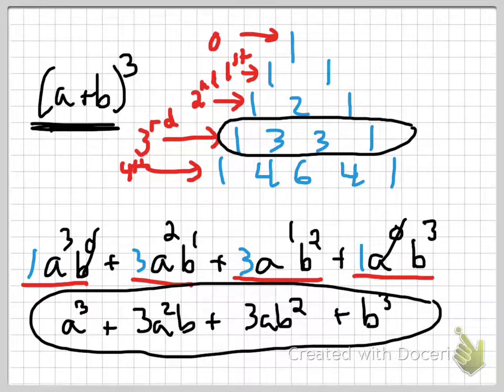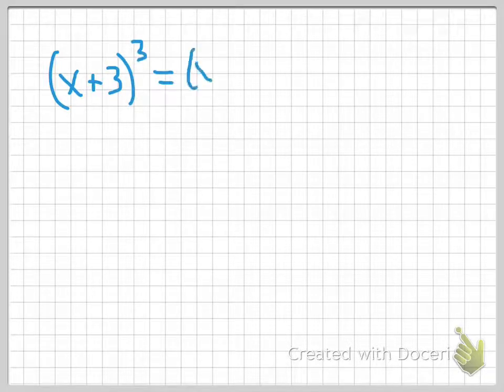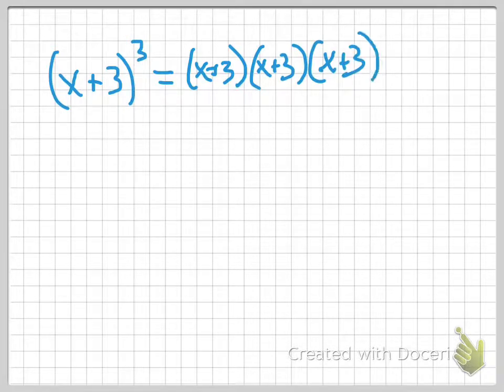This may look quite complicated in this format, but to be honest, it makes things easier, and I'll show you how this works in a real situation. Let's say you needed to do x plus 3 to the third power. You're going to have to do x plus 3 times x plus 3 times x plus 3, which is one big foiling mess. So instead, I'm going to use Pascal's triangle, and I'm going to start with the x, and break it down into x to the third, x to the second, x to the first.